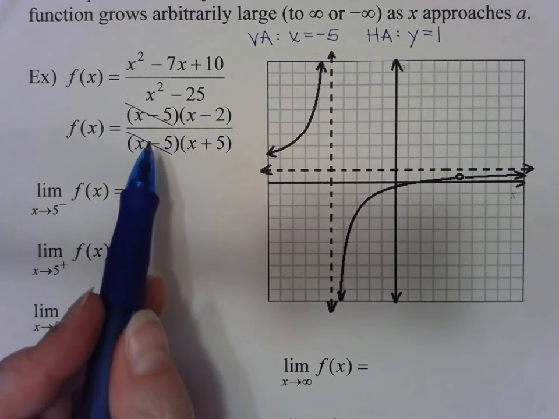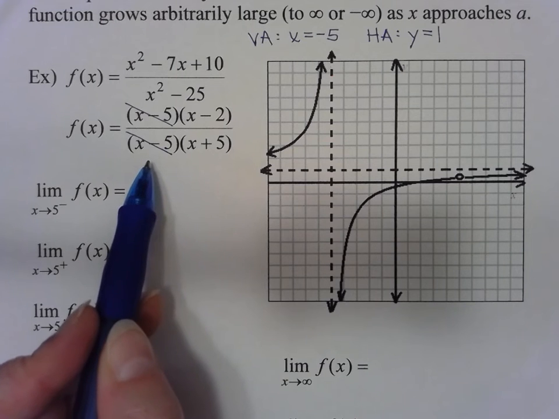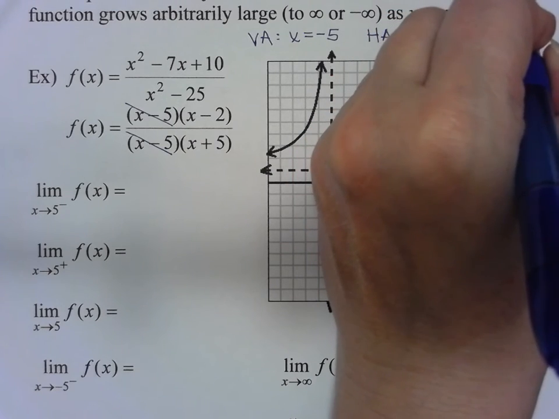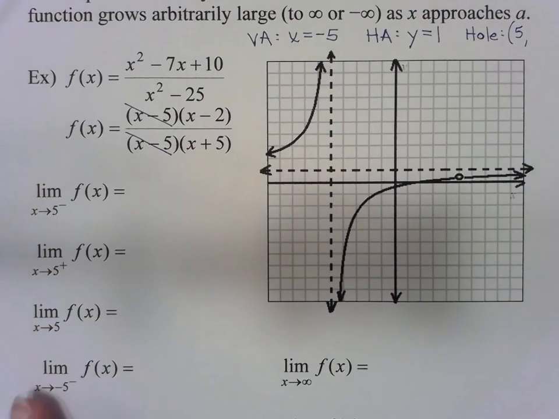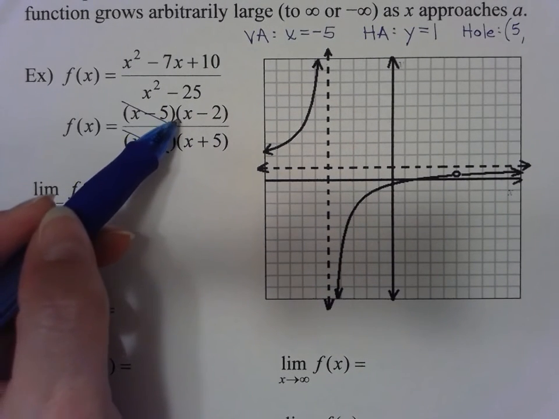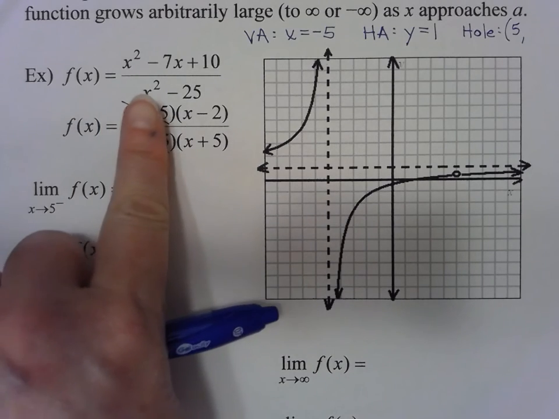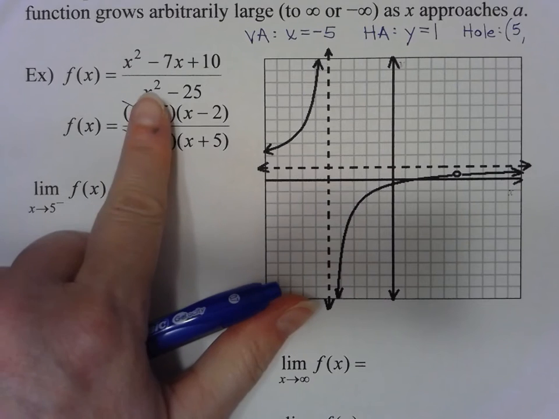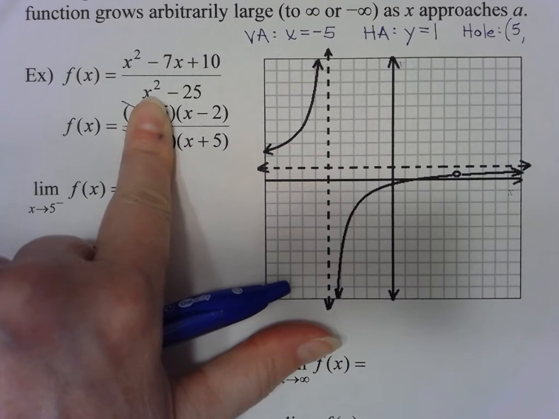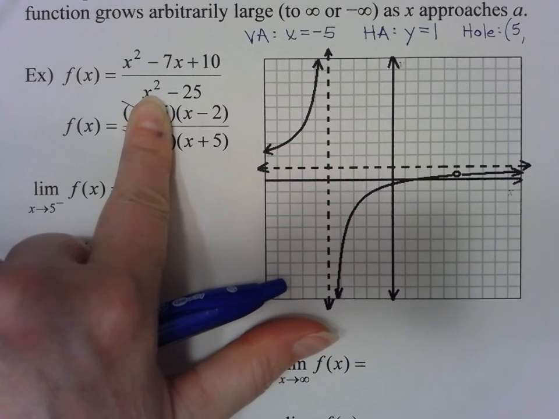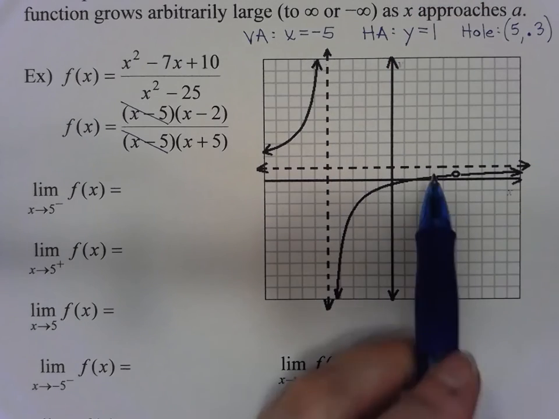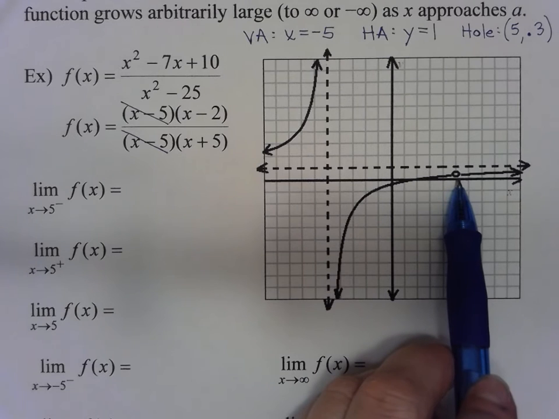Okay, and then we do have a hole. If I cancel, that's when I know I'm going to have a hole. So I canceled out x minus 5. If I set x minus 5 equal to 0, that tells me that the x value of the hole is going to be 5. And then if I plug 5 into the reduced function, 5 minus 2 would be 3 over 5 plus 5 would be 10. So 3 over 10 would be 0.3. So I have a hole at (5, 0.3).